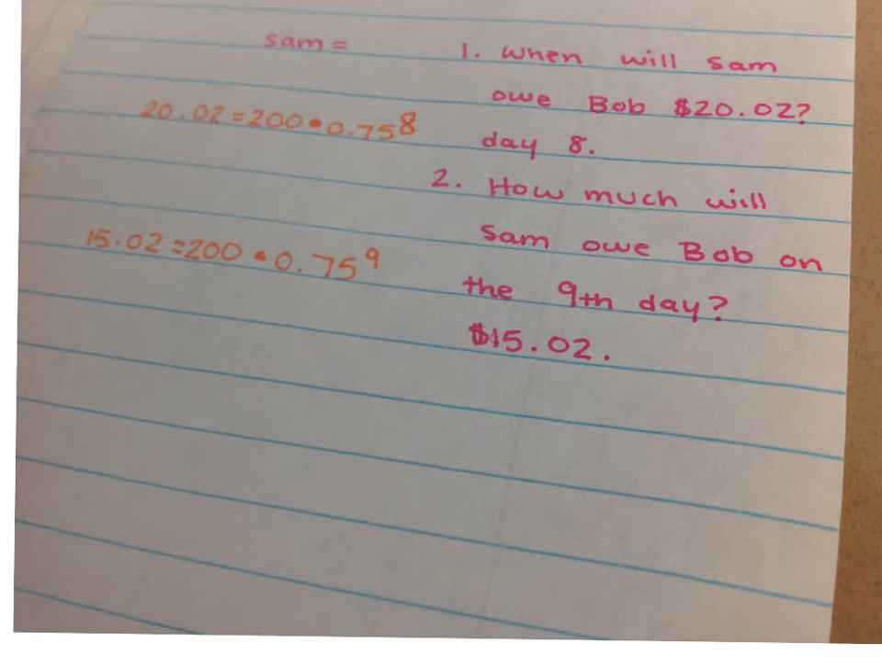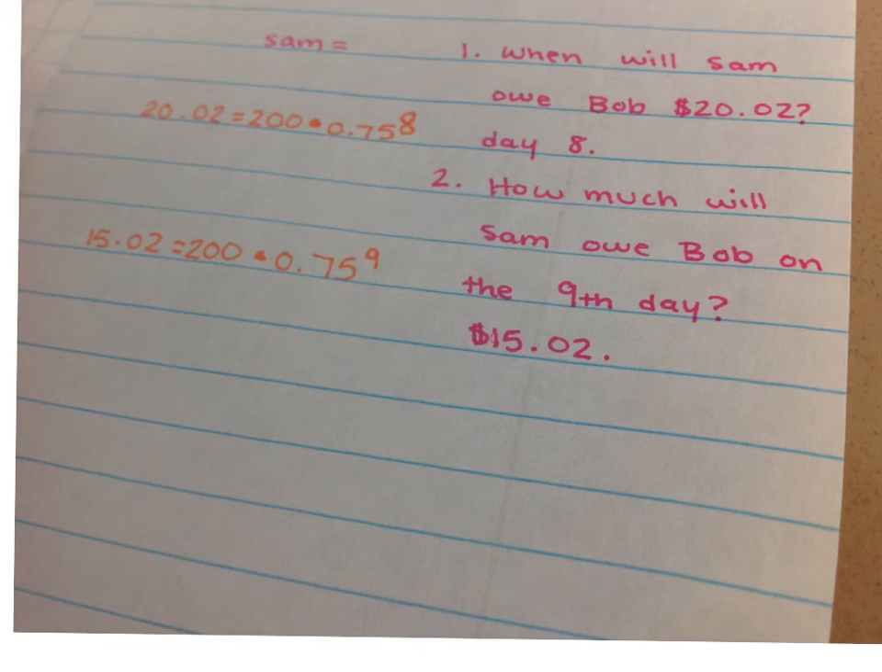Our first problem for Sam is when will Sam owe Bob $20.02? The answer we have is day 8. I got this answer by plugging in the information into the equation. The equation we have is $20.02 equals 200 times 0.75 to the 8th power.